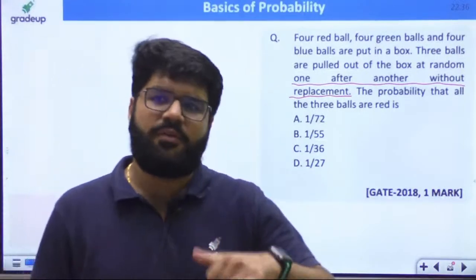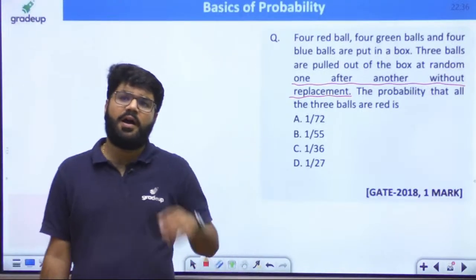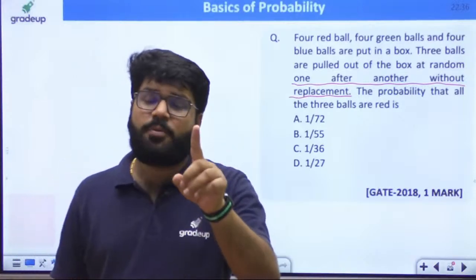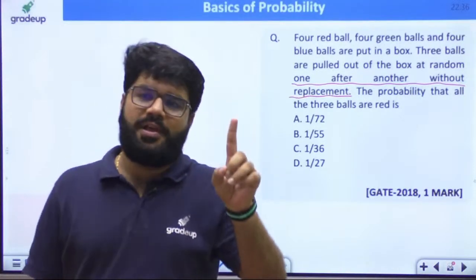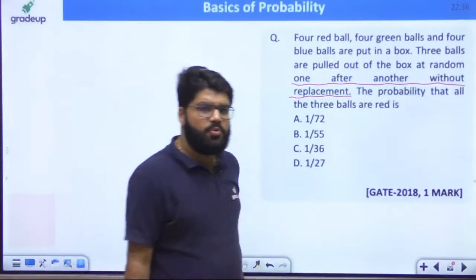Without combination, Sakshi, will have to refer to case number 2. Sakshi, you are doing favorable by total, but for one event. That is the probability when you want one blue ball. Probability of one blue ball.